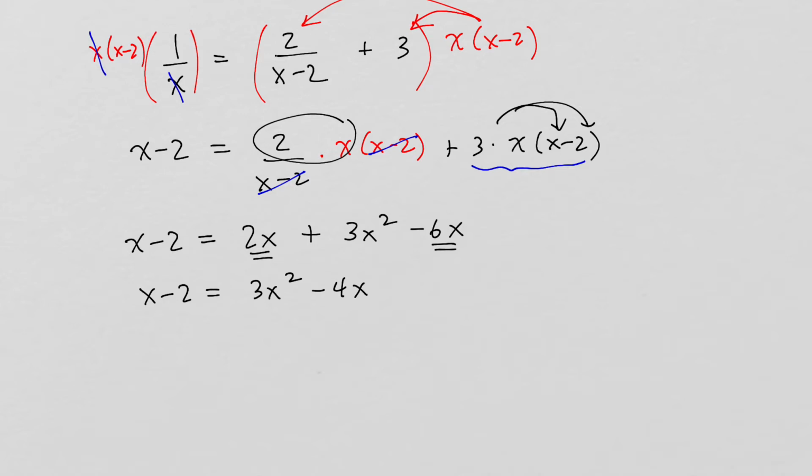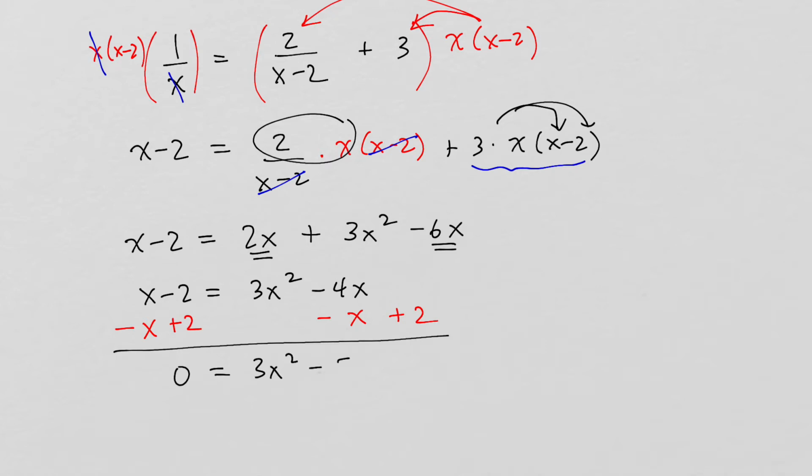And then keep in mind, when you have a quadratic equation, you want to make sure you set it equal to 0. So I'm going to subtract x and add 2 to both sides. And when we do that, we get 0 equals 3x squared minus 5x plus 2.